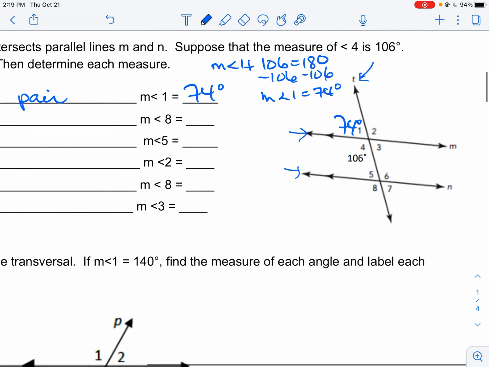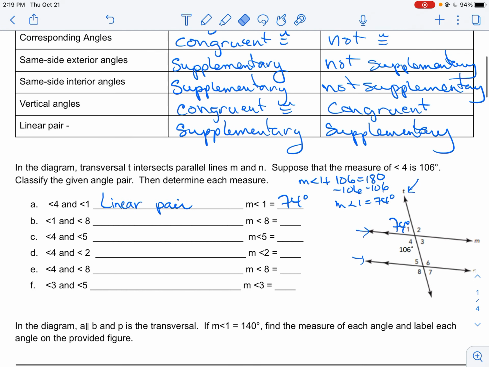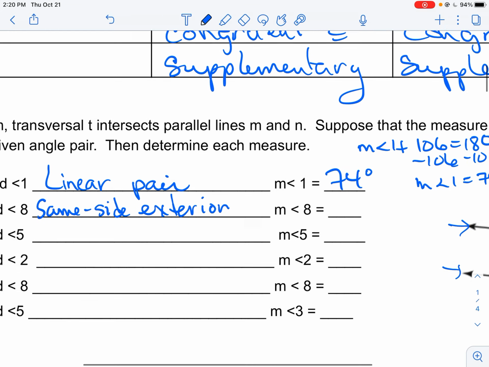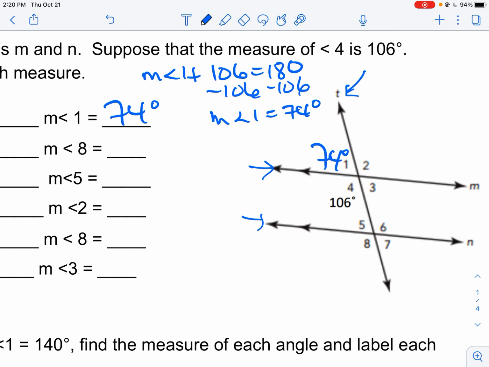So then let's look at 1 and 8. Looking at those two right there, those are same side exterior angles. What do we know about same side exterior angles? They are supplementary. Same side exterior, supplementary angles. If 1 is 74, that means that this is 106 because we already did the work right there.